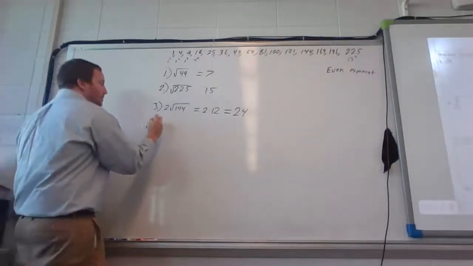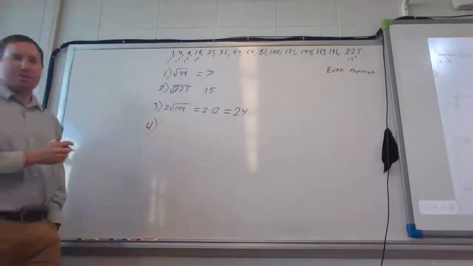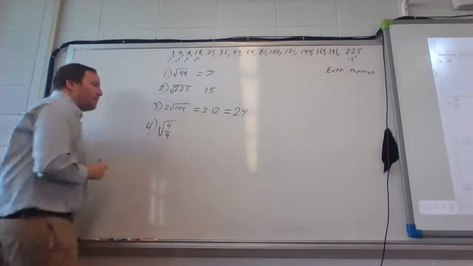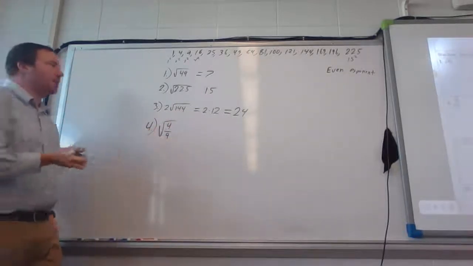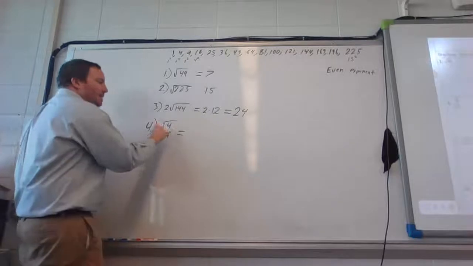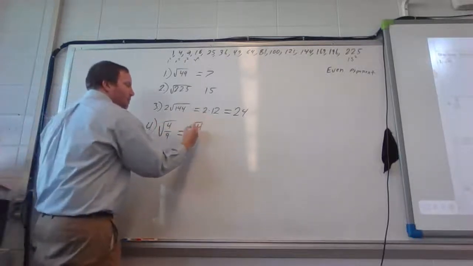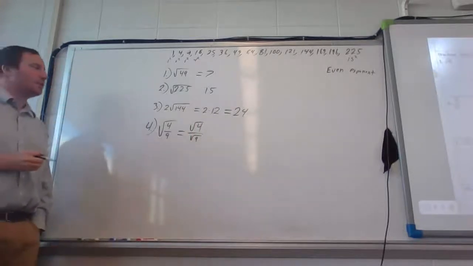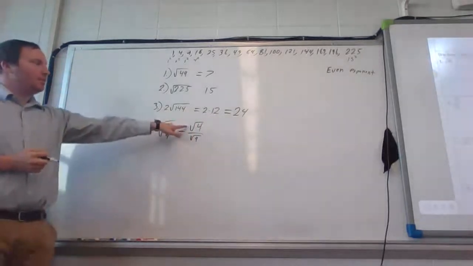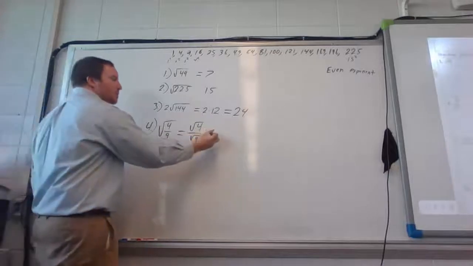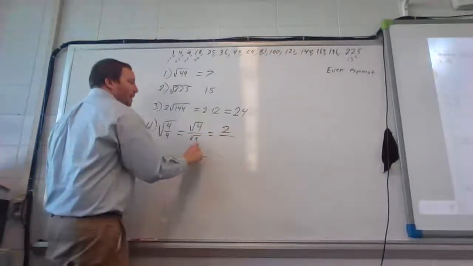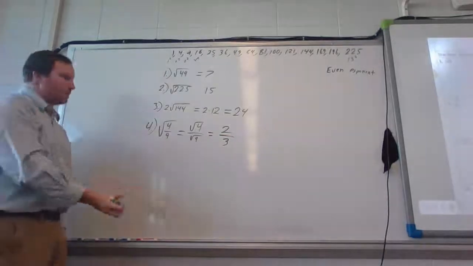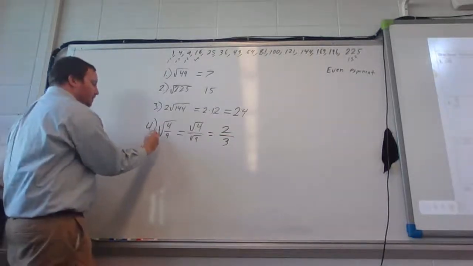If we have a fraction, so right now we have the square root of 4/9. We can think of it as that square root being on both the top and the bottom, in our numerator and our denominator. What is the square root of 4? 2. The square root of 9? 3. And that's our answer.